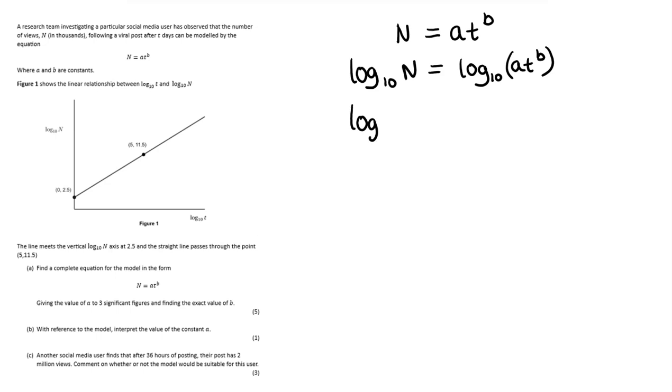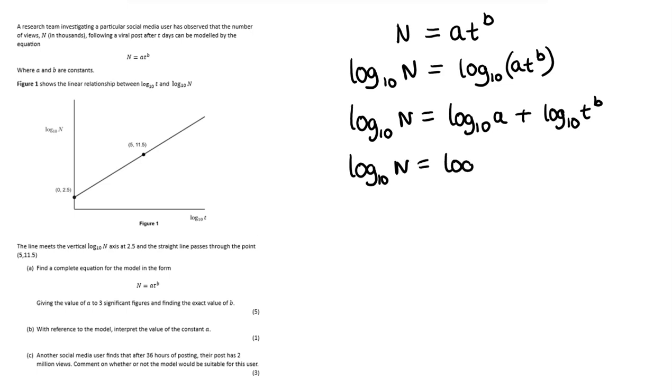On the right hand side, what I can do is use the laws of logs to separate this out. Now, log xy is log x plus log y. So what I'm going to do is separate the a and the t to the power of b out here. Just be really careful how you separate this, because in that bracket there you've got a times t to the power of b. So it'll be log a plus log t to the power of b. What we can then do is use the power law to bring that b to the front, so this becomes b log to base 10 of t.